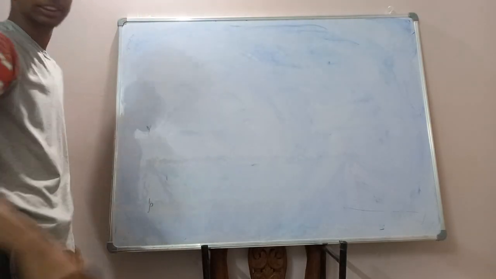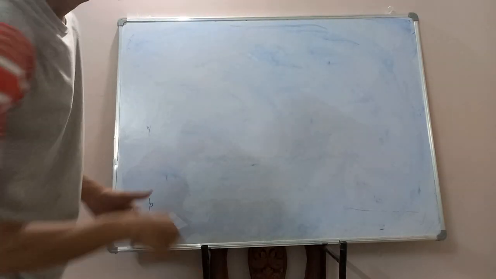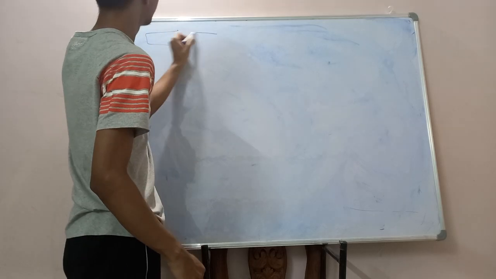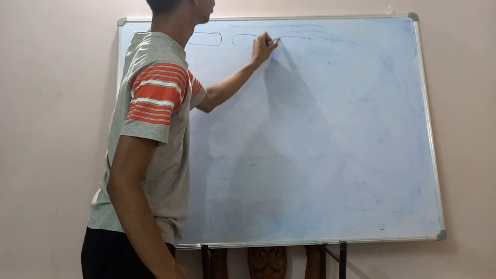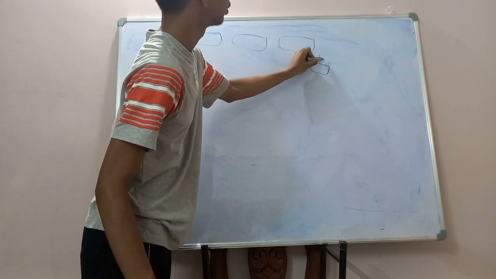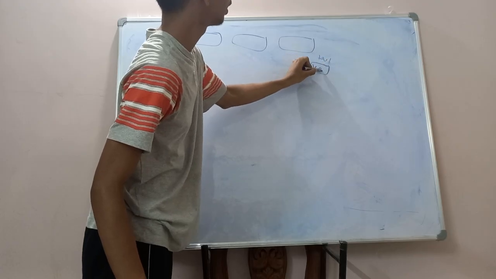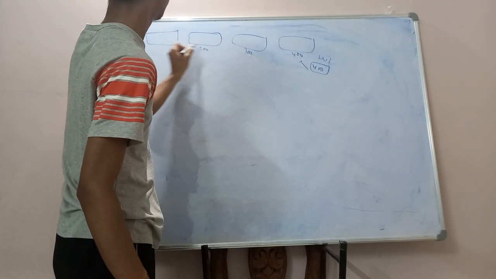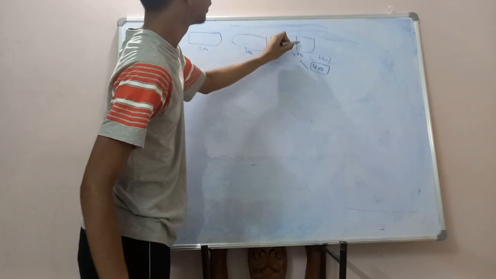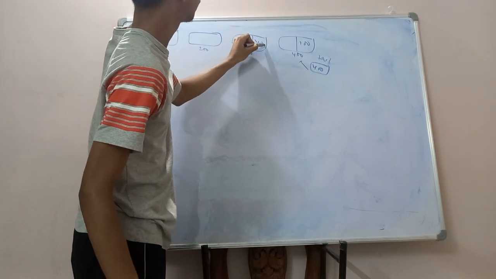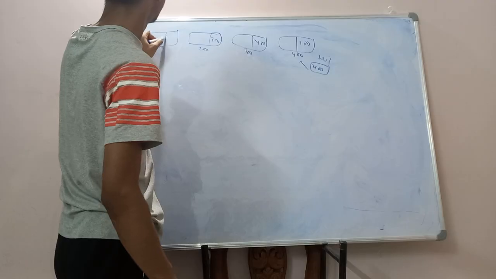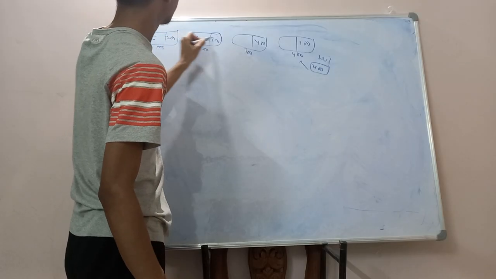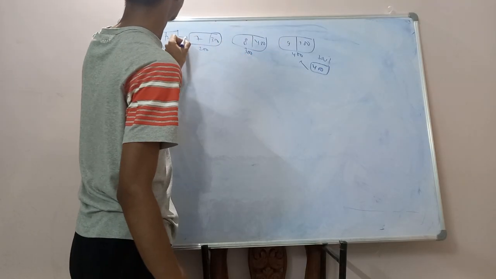So suppose I have 4 nodes and the tail is pointing to the last. This is 400. This was 300. This was 200. This was 100. This has 100. This has 400. This has 300. This has 200. This has 6, 7, 8, 9. This is pointing like this.